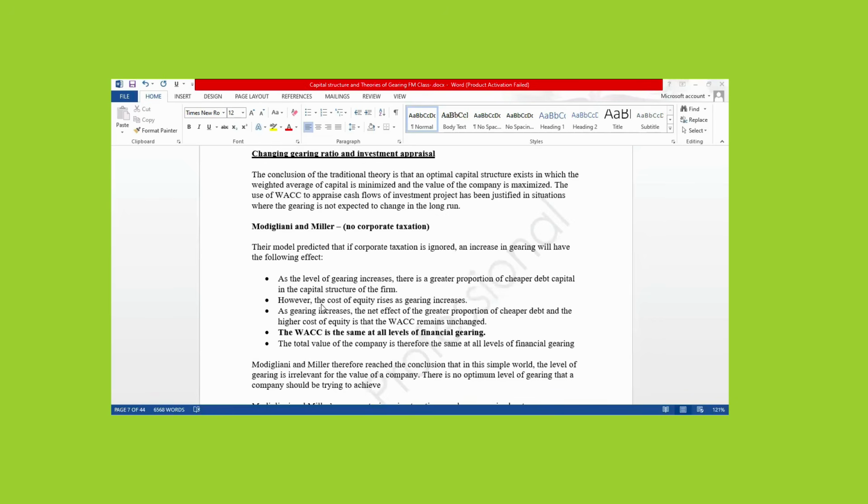Provided there is no taxation, the weighted average cost of capital is the same at all levels of gearing. Inasmuch as the WACC is the same, value of the company will be the same, regardless of the level of financial gearing. In other words, level of financial gearing will not affect value of the company. That is the conclusion of Modigliani and Miller without taxation, on the assumption that there is no taxation.